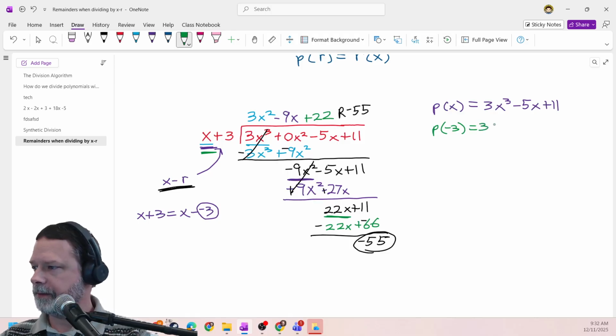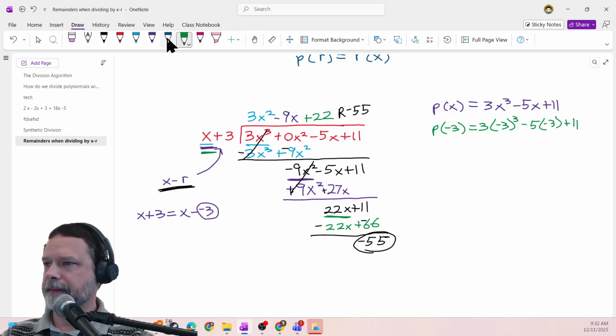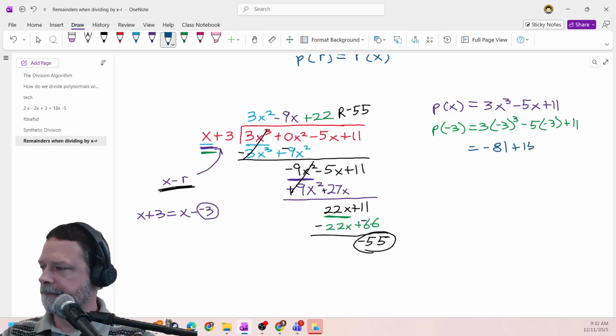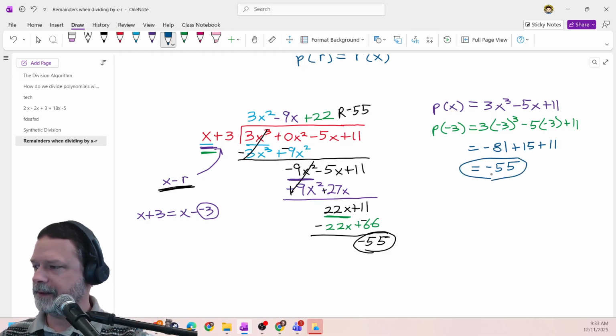So what we get: 3 times -3 cubed minus 5 times -3 plus 11. So that's -27 times 3, which is -81. -5 times -3 is 15, plus 11. So that, in fact, does equal -55. So that is really cool, and it totally worked.